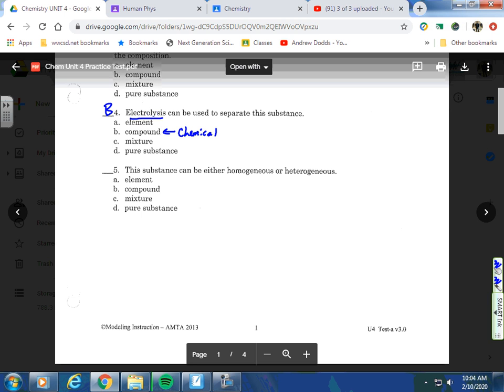And number 5 is going to be C. Homogeneous means same composition throughout. So you really can't tell the different parts. Hetero means different. So that means different parts of the mixture have different makeup. Okay? Everybody good with that? Cool.